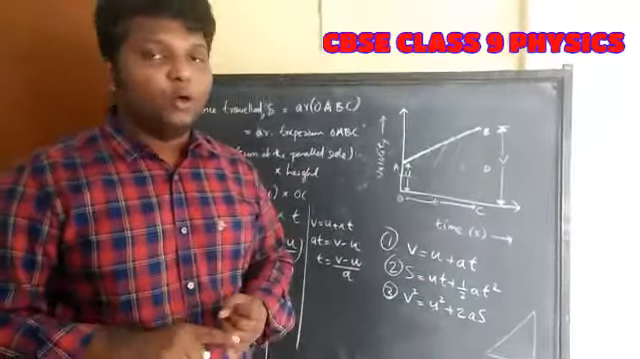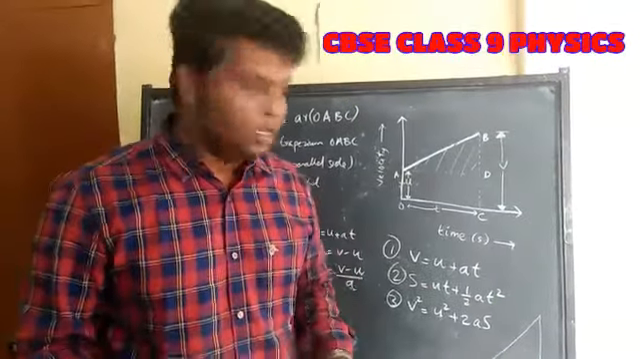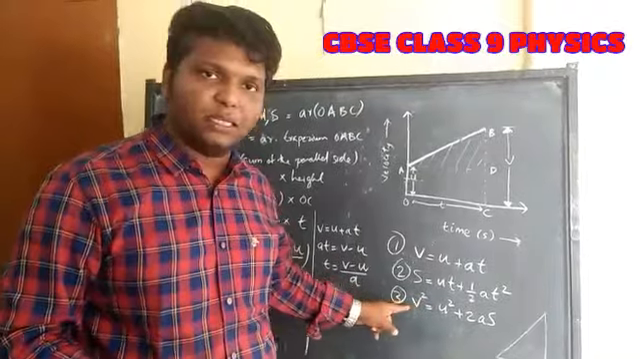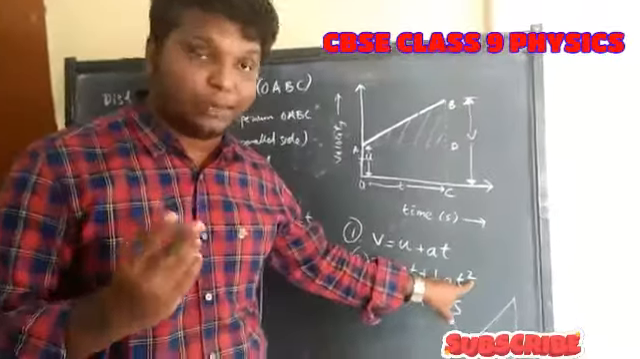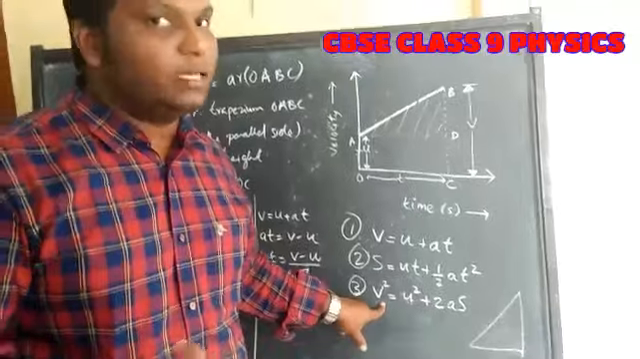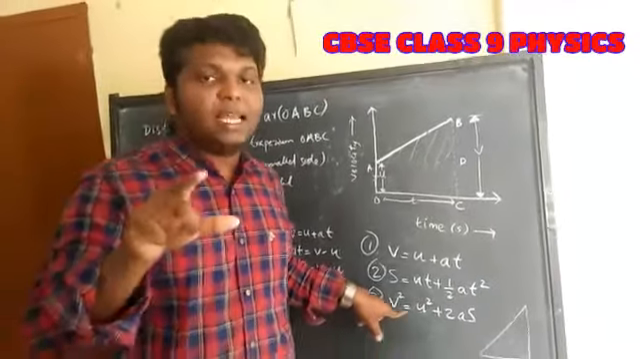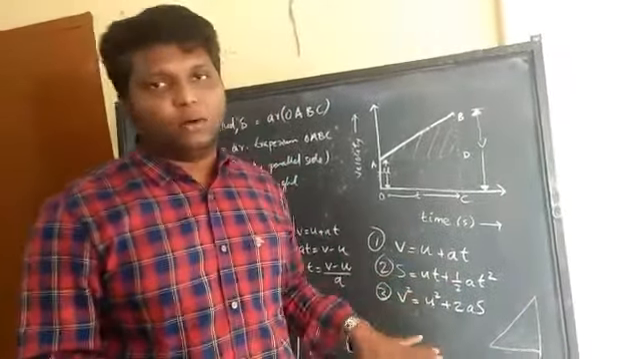You have to take an equation where time is not at all mentioned. So which is the equation where time is not at all mentioned? In the first equation time is mentioned. In the second equation also time is mentioned two times. So see the third equation, the time is not mentioned. So wisely you have to choose the equations accordingly.